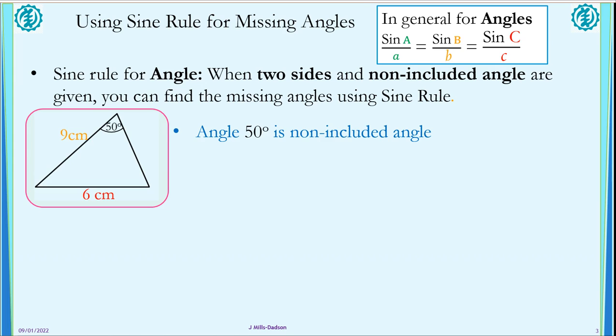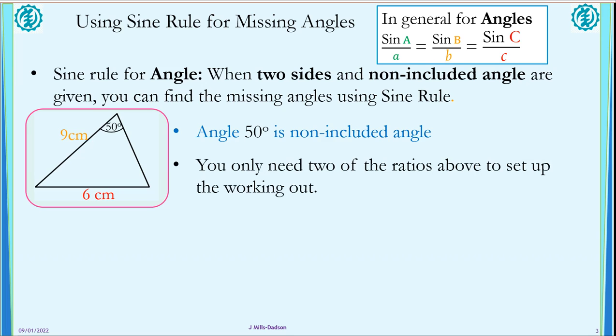What do you mean by non-included? A non-included angle means that the angle shouldn't be between the two known sides. For example, in this triangle, I have 9 cm as this length and 6 cm, and I have angle 50, which is not between these two known sides. So this is what we call a non-included angle. When it's between the sides, it's called an included angle. So that's the terminology for you to remember. So with two sides and a non-included angle, you can use the sine rule to find missing angles.